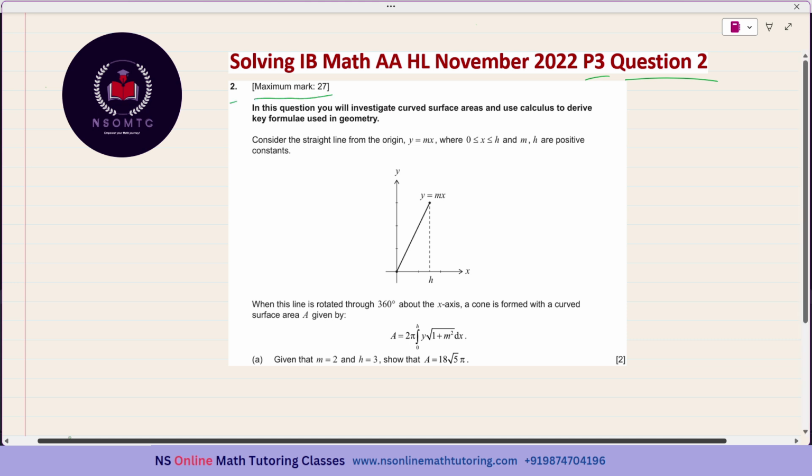Question number 2, the maximum mark is 27. In this question, you will investigate curved surface areas and use calculus to derive a formula used in geometry. Consider the straight line from the origin, y equals mx, where x is greater than or equal to 0 but less than or equal to h, and m and h are positive constants.